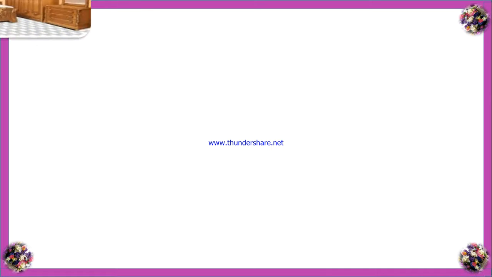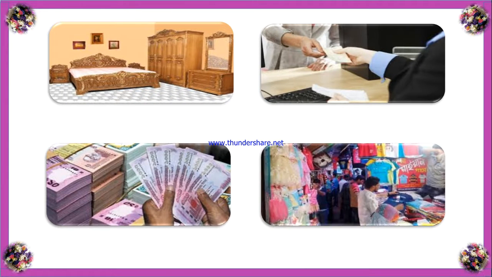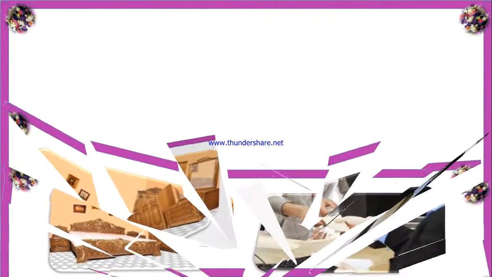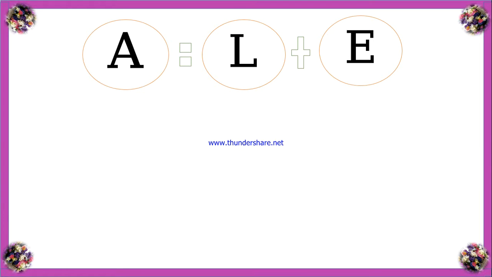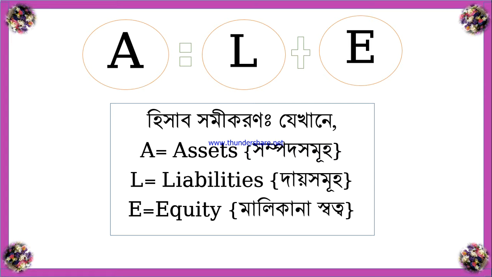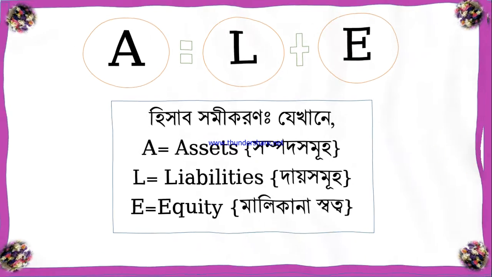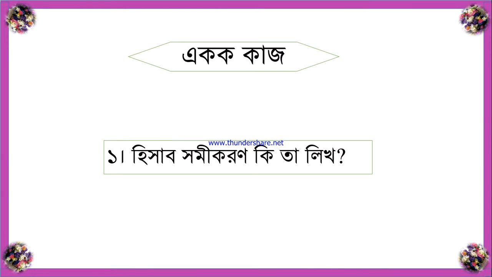Here some particular pictures are on screen. This is the picture of furniture, the picture of creditors, which indicates the capital, and here the picture shows the selling activities. So A equals L plus OE. A for assets, L for liabilities, and E for equity. It is the simple equation. Now you can write down on your answer script very easily the accounting equation.